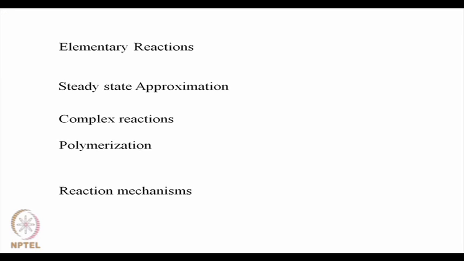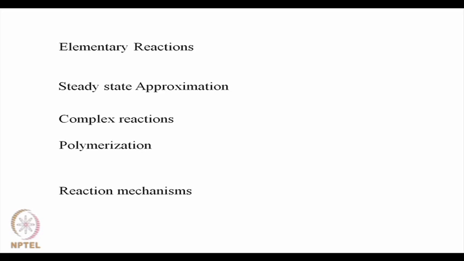Then whenever there is a set of elementary reactions, comes the question of steady state, that is, a reactive species responsible for further reaction whose concentration should not change with time. So we apply the steady state approximation to find out the rate expression, and using that we can find the rate equation for complex reactions having many steps. Then we discussed polymerization reaction, maybe radical polymerization, in detail.